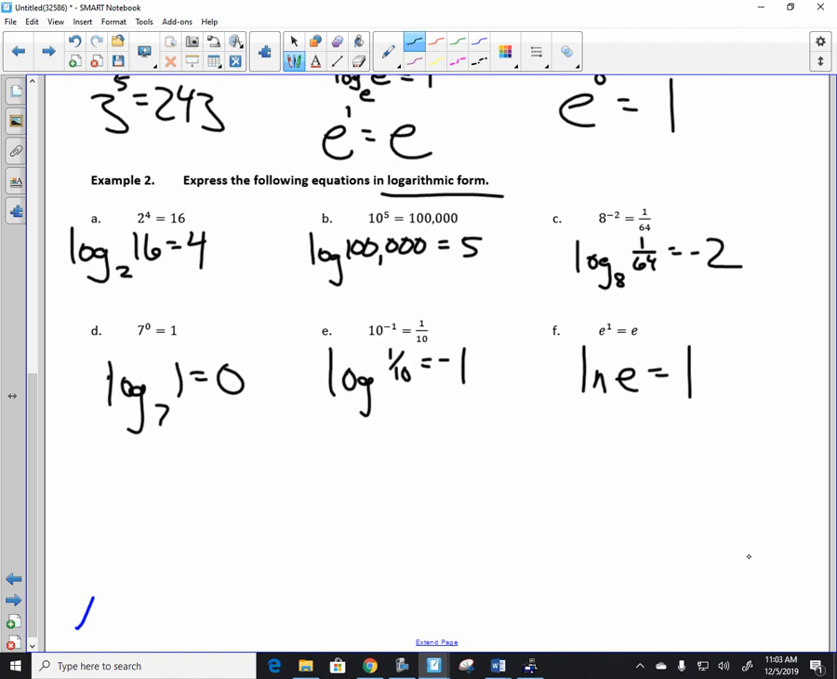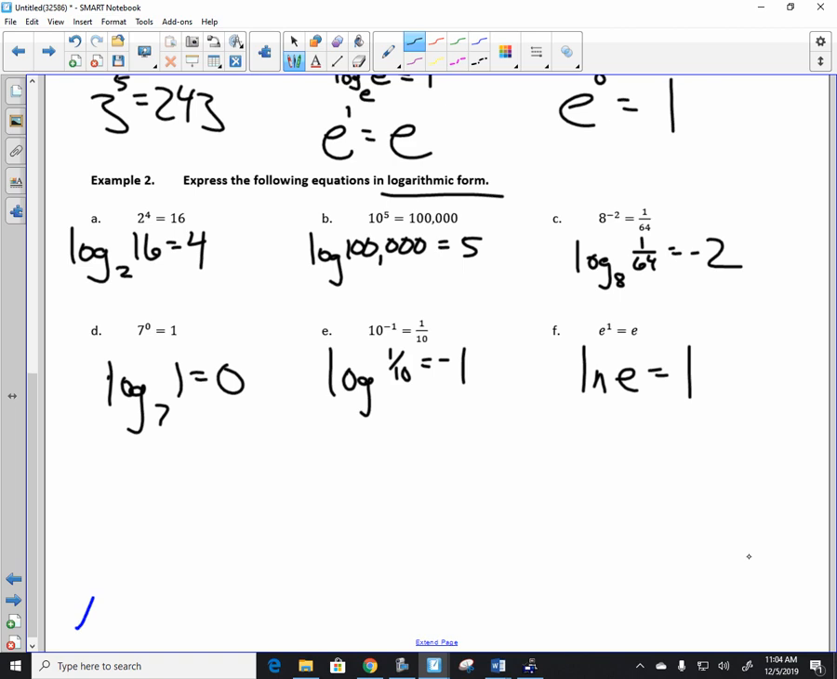Okay, let's check it out. I got log of 100,000 is 5. We good? What didn't I write? Assumed base. If you write base 10, that's fine, but you don't have to. Log base 8 of 1/64 is equal to -2. Log base 7 of 1 is equal to 0. Log base 10, I didn't write the base 10, of 1/10 is -1.